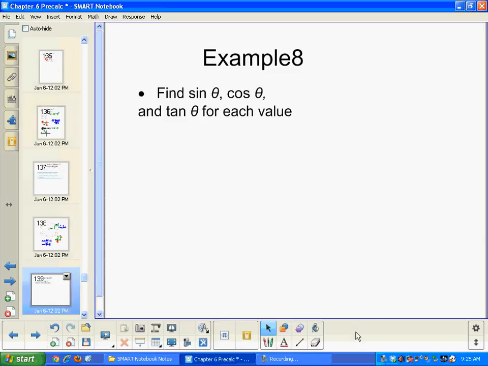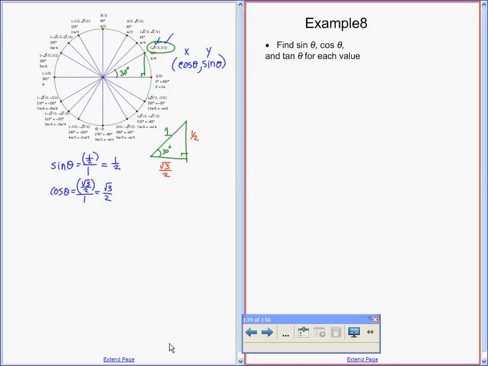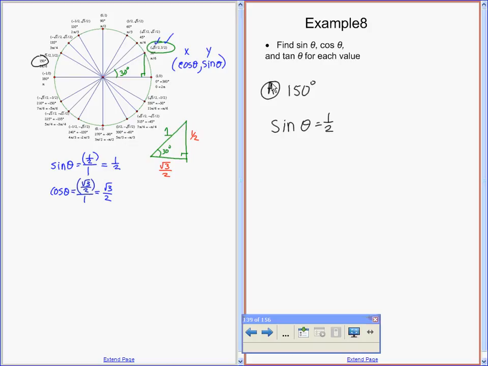Okay, so let's look at two slides together again. If we're asked to find sine, cosine, and tangent for each value, and let's say the first value I give you is 150 degrees. If you have your unit circle memorized, then you find your 150-degree angle, and you notice it's here. So you should be able to quickly find that your sine of theta is 1/2, and your cosine of theta is negative root 3 over 2.